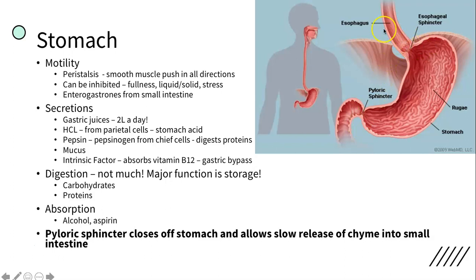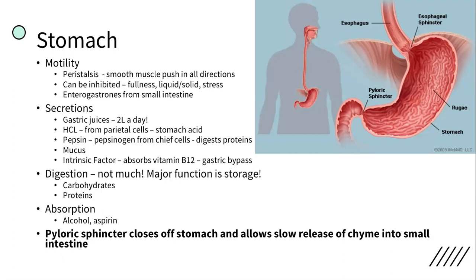So you can see we've pushed this bolus through peristalsis down the esophagus and through this esophageal sphincter down into the stomach. What does the stomach do? So there is motility here, where smooth muscle can push in all directions on the stomach, and you break down the food even more in the stomach. It can also be inhibited.